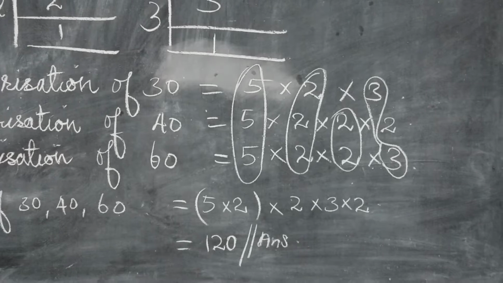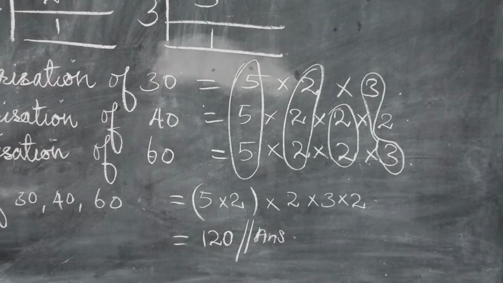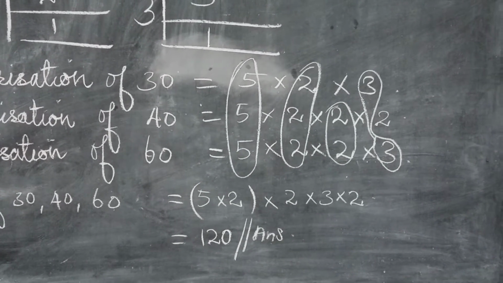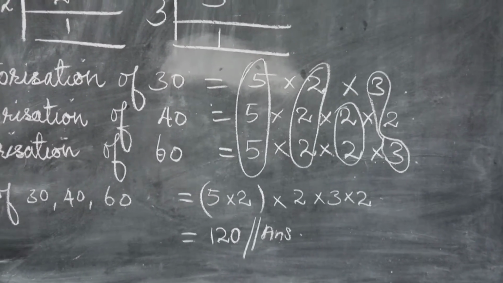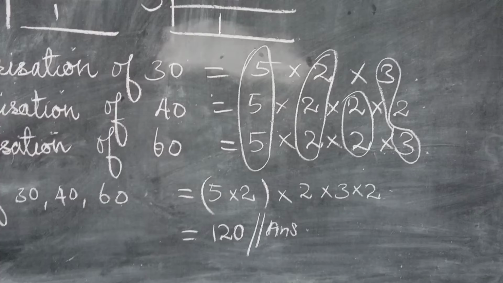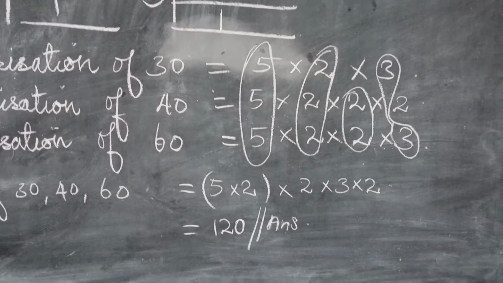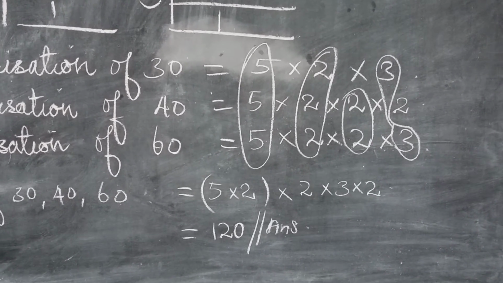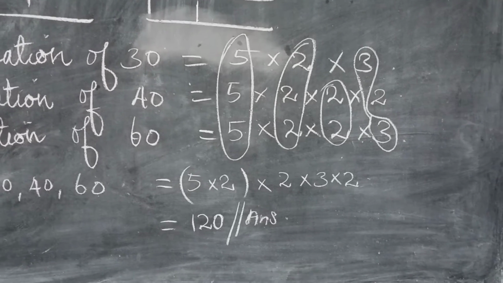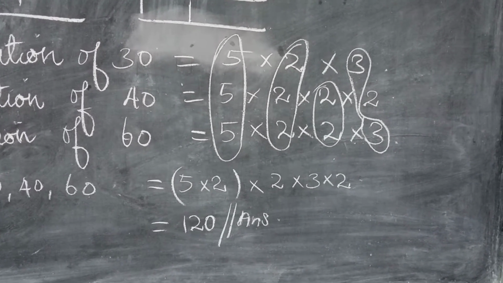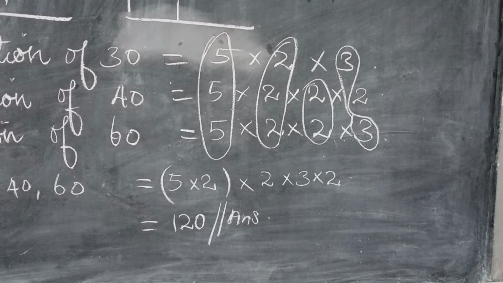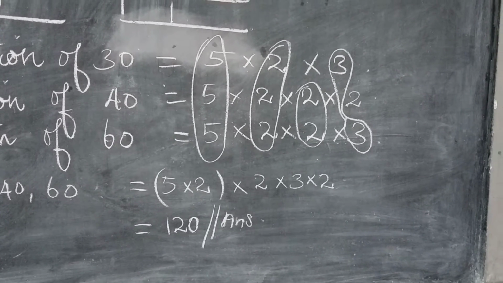Another two numbers, 40 and 60, we find 2 is common. Same way 30 and 60, we find 3 is common. So common numbers we take only once. See here 5 into 2, that is common in all 3 numbers, so I have put it in a bracket. Again into 2 is common here, so I have taken only once. Again 3 is common in both the numbers, once I have taken, and the remaining is 2.